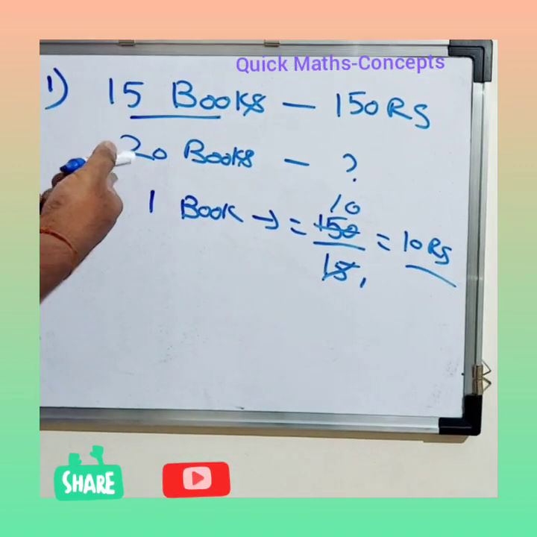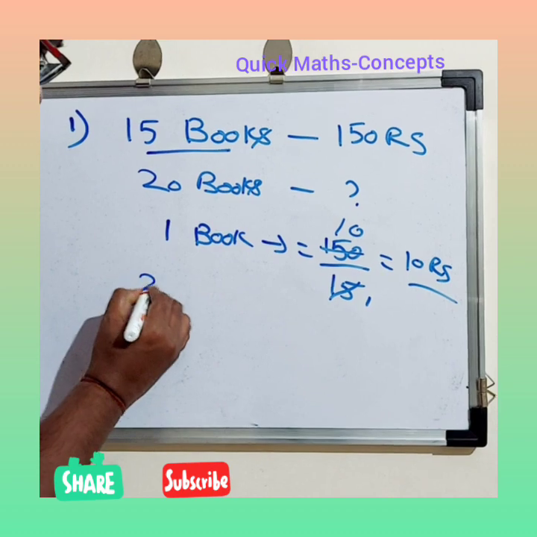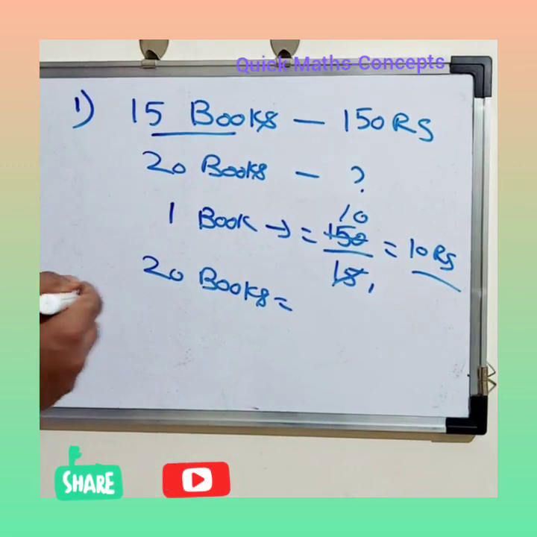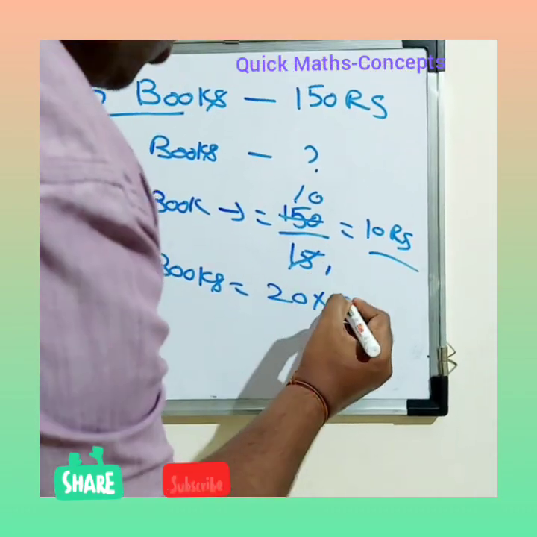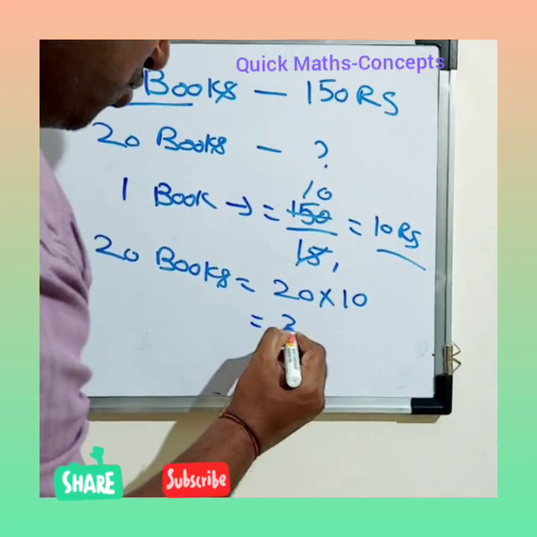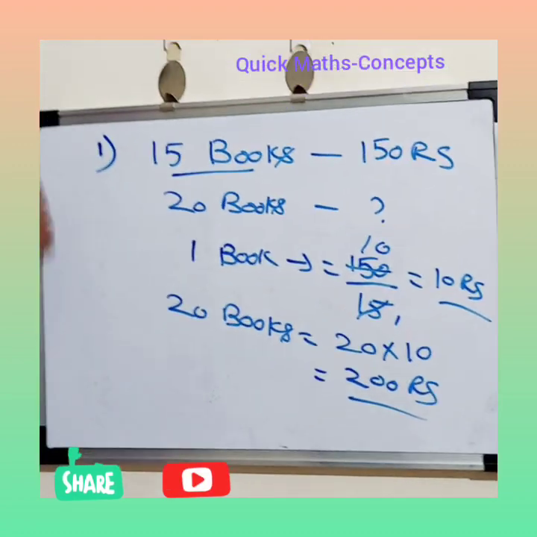So what is our next question immediately? We have to find the cost of 20 books. That is 20 into the cost of each book, that is 10 rupees. 20 into 10 is 200 rupees. This is the simplest method to solve the problem quickly.